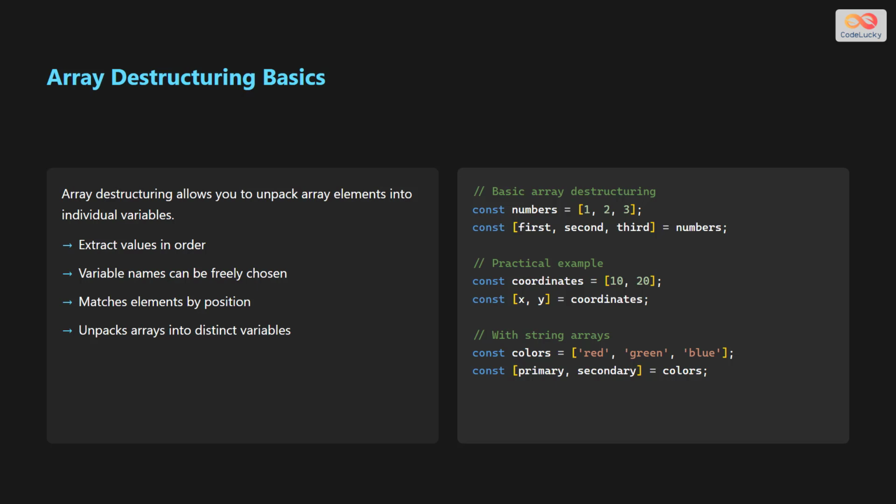Array destructuring is a feature that allows you to unpack array elements into individual variables. It extracts values in the order they appear in the array. Variable names can be freely chosen, but they will correspond to the elements based on their positions. It's important to note that array destructuring matches elements by their position and unpacks the array into distinct variables. For example, consider this code snippet where we have an array of numbers and then an array of coordinates and finally an array of colors.